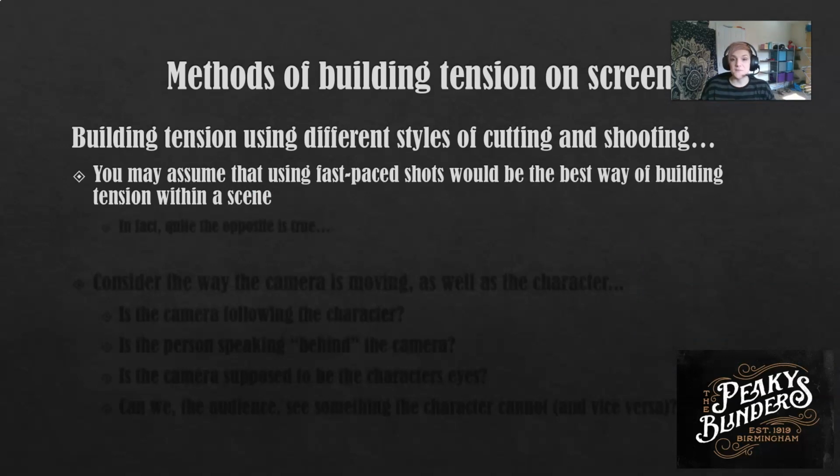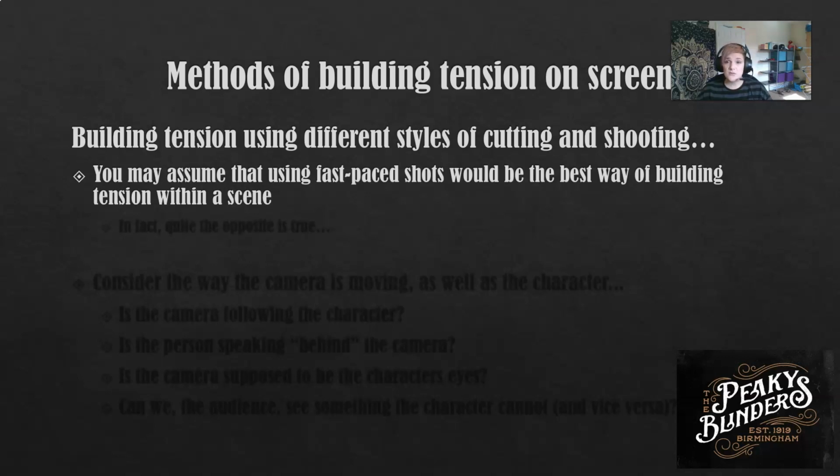So now that we've covered the 4 themes that we want to look at, now we're going to cover methods of building tension on screen. So, I want you to identify how the director has created tension and built psychological suspense in the first episode of Peaky Blinders. So we're going to quickly cover methods of how directors do this. The first is by different styles of cutting and shooting, and the second will be through the use of sound.